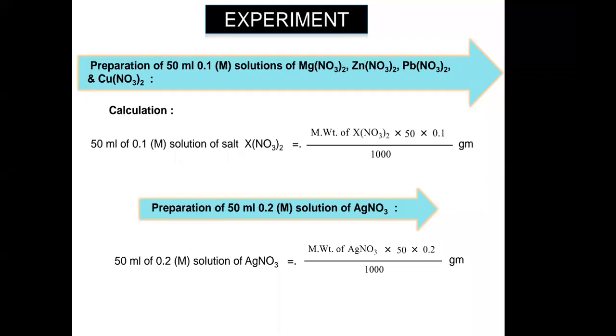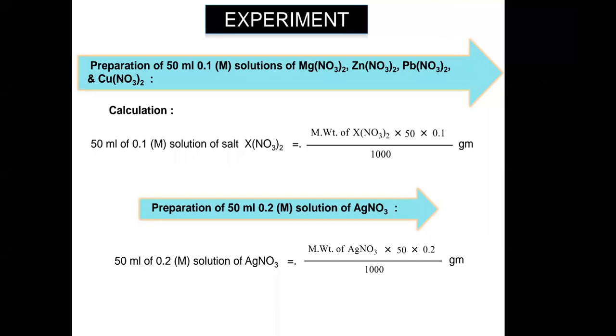Molecular weight of that particular nitrate salt into 50 into 0.1 by 1000. Molecular weight of that nitrate salt into volume into strength by 1000. That gram amount in each case is the requirement to prepare the solution. In case of silver nitrate, as silver is a unit positive charge ion, we shall prepare double strength of the silver nitrate. So in case of silver nitrate, we shall prepare 50 ml 0.2 molar solution of silver nitrate.